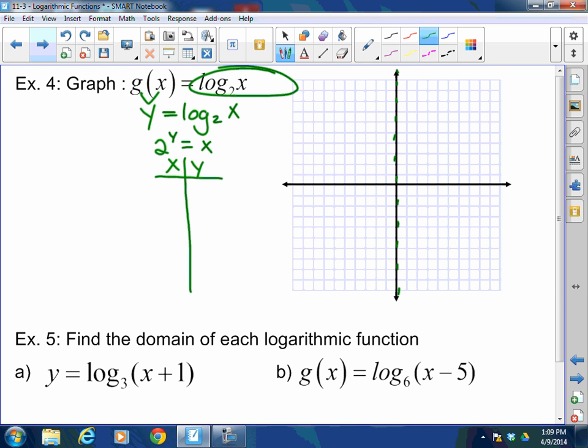Thank you. So, when y is 1, 2 to the first power is 2. Done. When y is 2, 2 squared is 4. Done. When y is 3, that's 2 cubed, so that's 8. Done. What's my asymptote? My y-axis. Why? Because there was a 0 there. So I got 2, 1, 4, 2, and 8, 3.